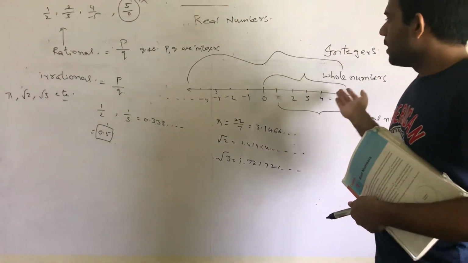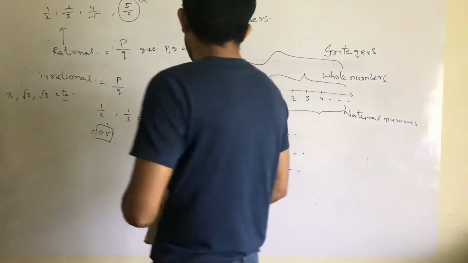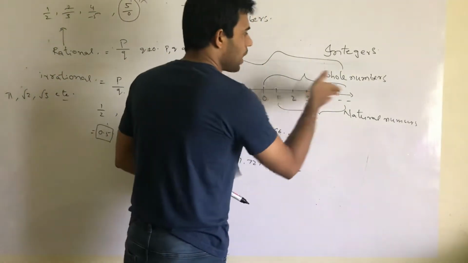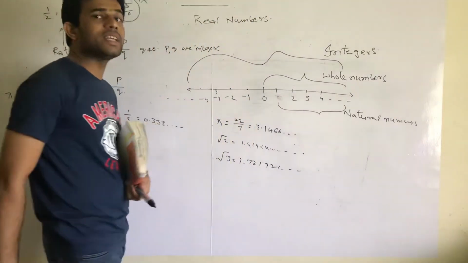And then negative numbers like minus 1, minus 2, minus 4. So minus infinity to 0 up to plus infinity, they are called integers.